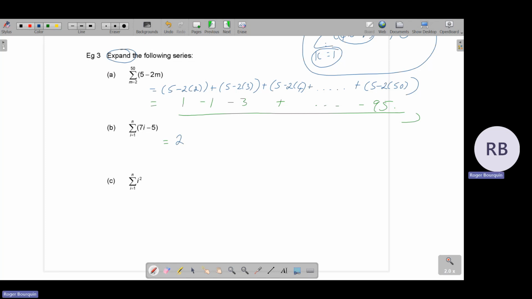Seven minus 5 is 2. 7 times 2 is 14 minus 5. And you're adding 7. That's going to be 2 plus 9 plus 16, plus, and the last term is going to be plus 7n minus 5. We're just going to leave it like that.